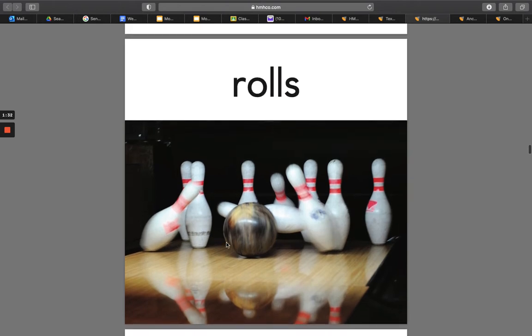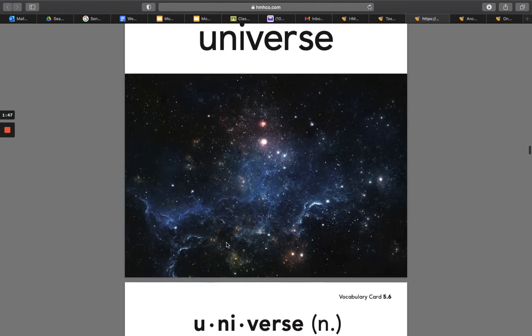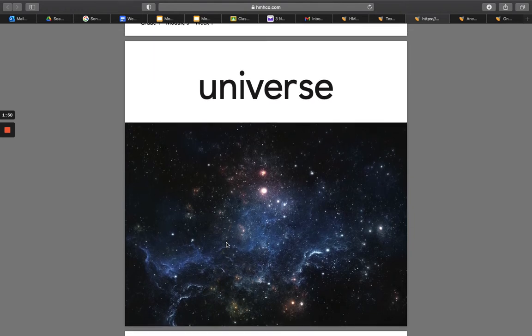And this is the word rolls. Say rolls. When something rolls, it moves from one place to another. So in our picture, our bowling ball rolls down the alley and hits the pins. This is the word universe. Say universe. A universe is everything in the world, like the earth, planets, and stars. Earth is only one of many planets, moons, and stars in the universe. And this is a cool picture of the universe, probably our galaxy that Earth is in.